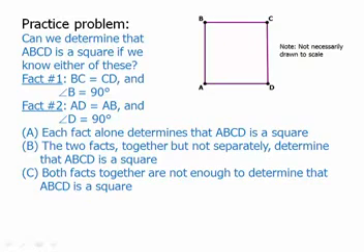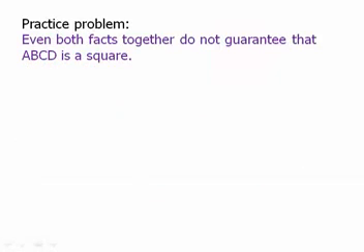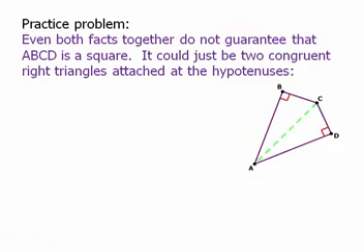And so the question is, using just one of them, can we determine that it's a square? If we put both of them together, is that enough to determine that it's a square? Or even if we put them both together, it's not enough to prove that something is a square. Turns out that even if both facts together are true, that does not guarantee that the shape is a square.